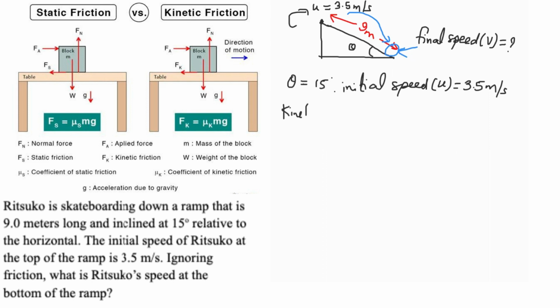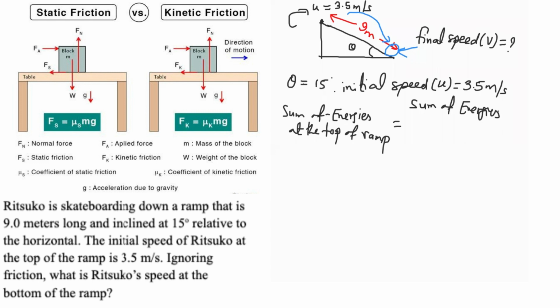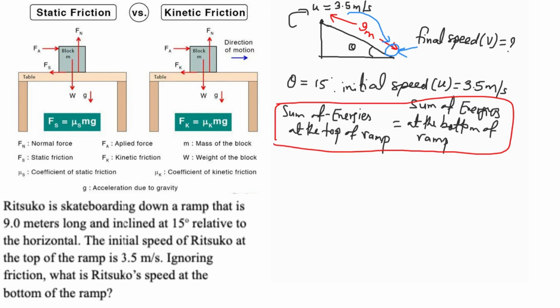Let me write the symbol as KE. The sum of energies at the top of the ramp should be equal to the sum of energies at the bottom of the ramp, because we know that energy can neither be created nor destroyed, but can be transformed from one form to another. Energy is never lost.